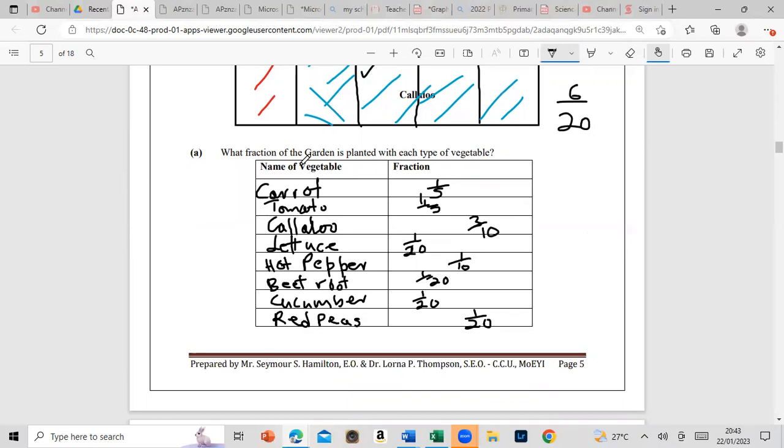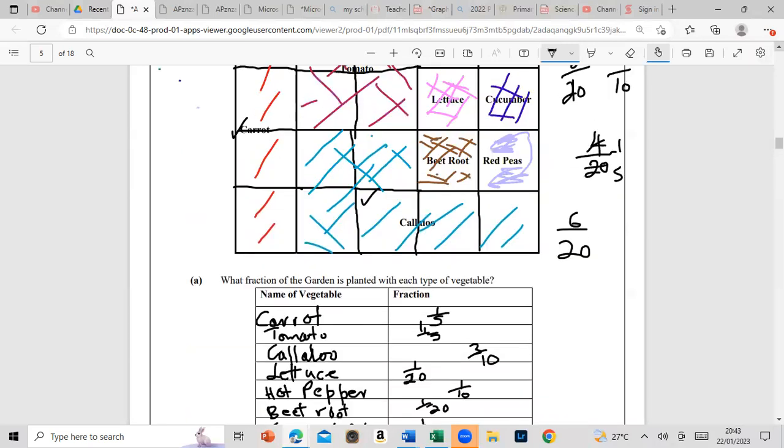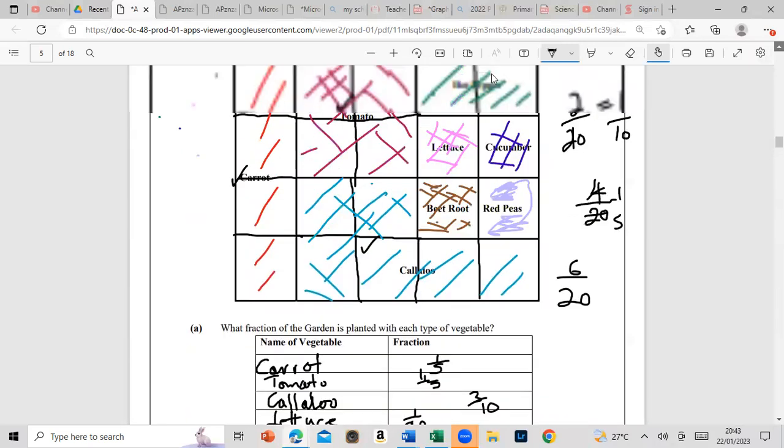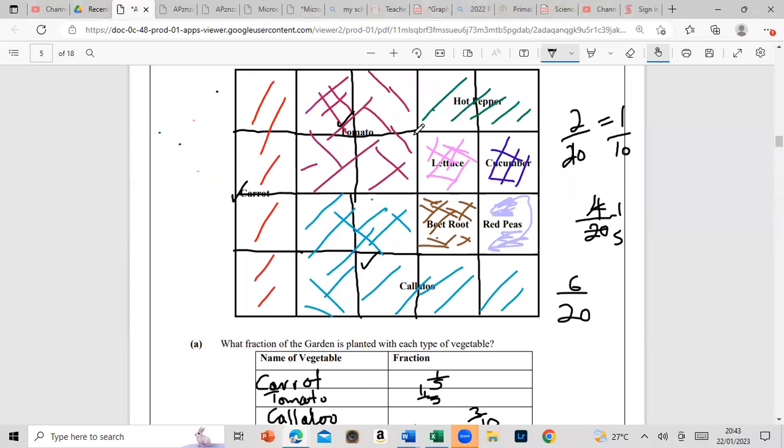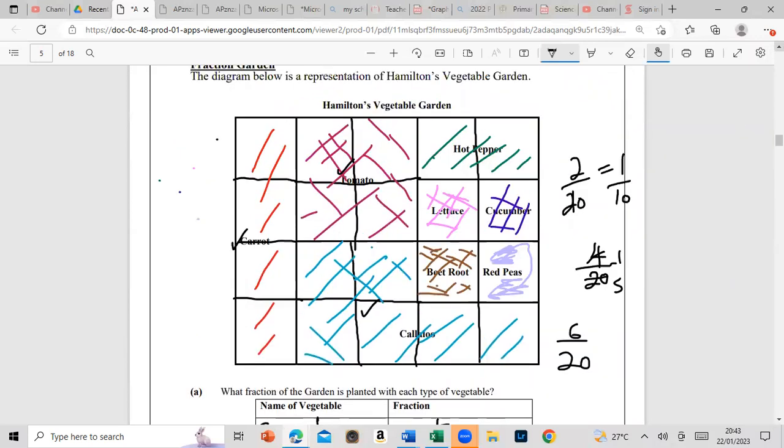Alright, so you say what fraction of the garden is planted with each type. So this will take care of the answer for that. You don't have to necessarily put it on the diagram. It's a very nice question though. I appreciate it. So students, remember you are expected to think critically. When you get something like this, just cut it up, play slow or something, and then you can work it out.